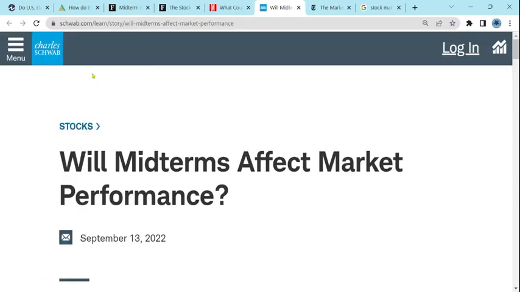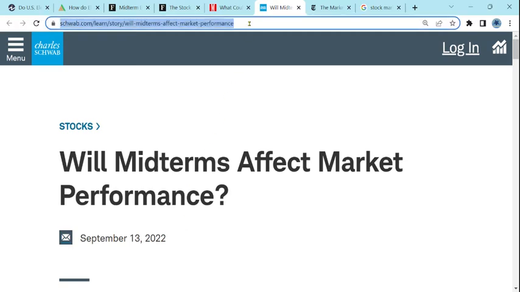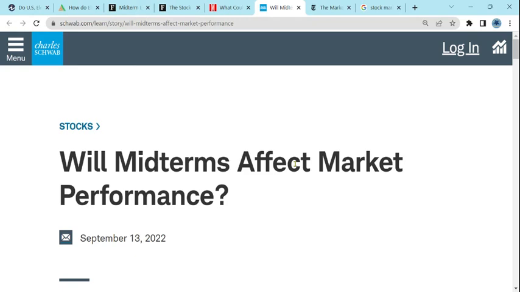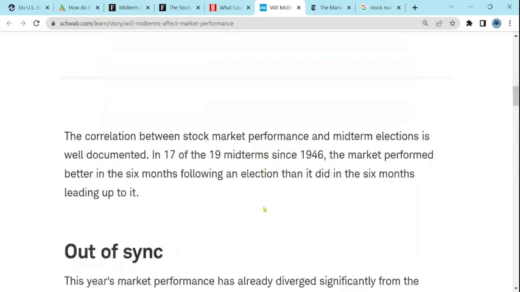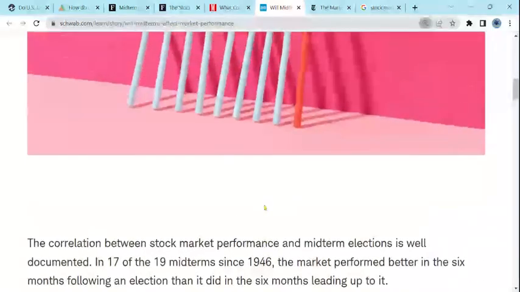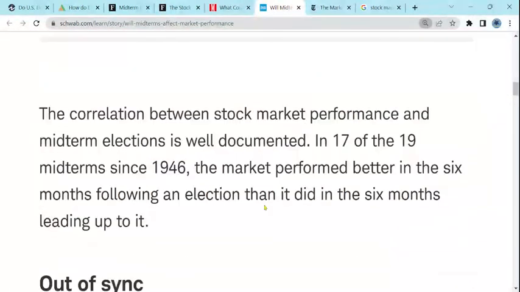So here's another article by Charles Schwab, and their opinion: will midterms affect market performance? You can see it's a recent article from 2022. Again, I'll leave the direct link to this article in the description box below so you can read it in more detail at your leisure. But they state stocks tend to outperform after midterm elections. Will the trend hold?